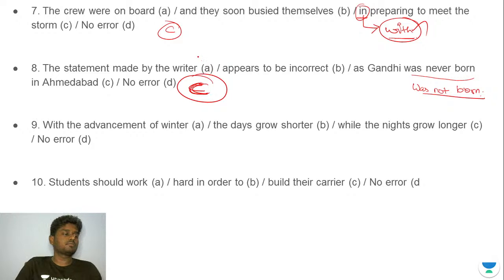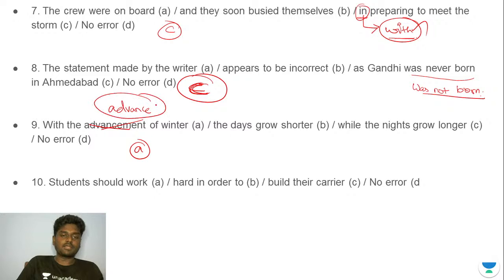Let's go for the next, ninth one. With the advancement of winter, the days grow shorter while the nights grow longer. So if you see here, the error is with option A. It should not be with the advancement of winter. It should be with the advance of winter.